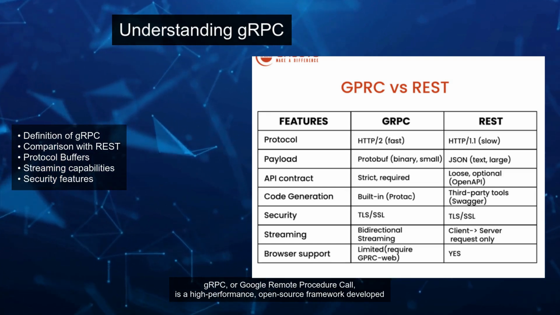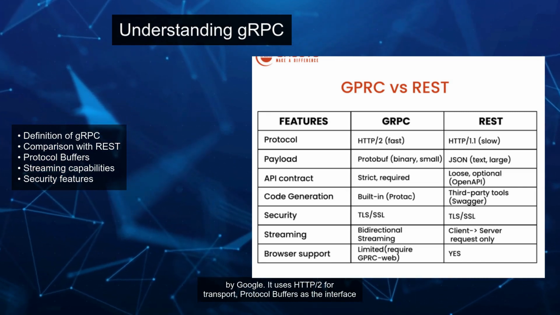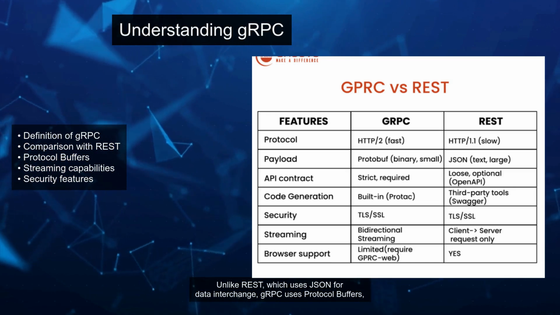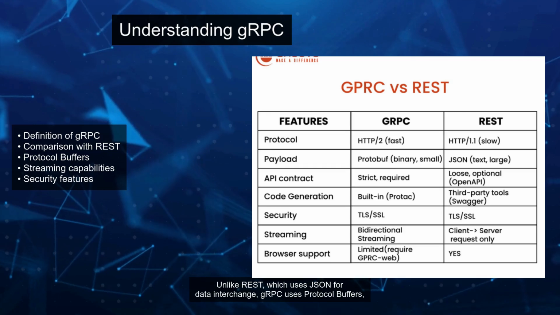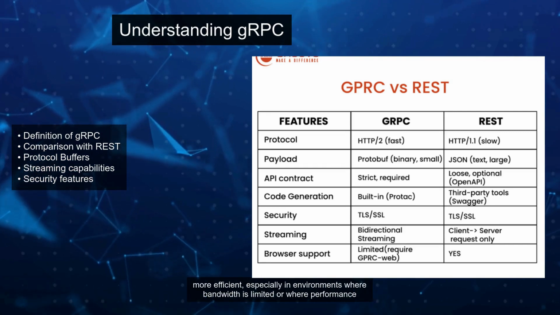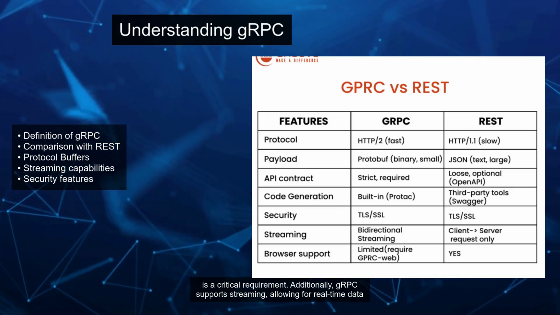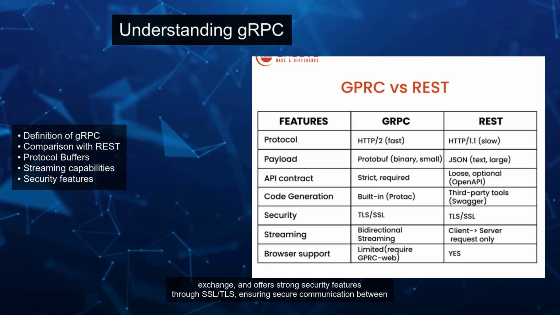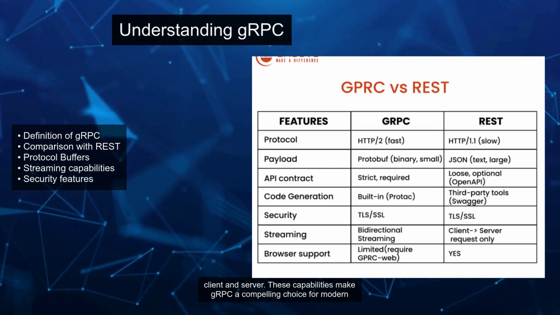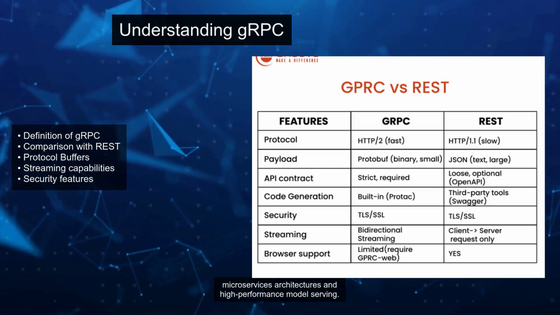gRPC, or Google Remote Procedure Call, is a high-performance, open-source framework developed by Google. It uses HTTP/2 for transport, protocol buffers as the interface description language, and provides features such as authentication, load balancing, and more. Unlike REST, which uses JSON for data interchange, gRPC uses protocol buffers, a binary serialization format that is smaller and faster. This makes gRPC more efficient, especially in environments where bandwidth is limited or where performance is a critical requirement. Additionally, gRPC supports streaming, allowing for real-time data exchange, and offers strong security features through SSL/TLS, ensuring secure communication between client and server. These capabilities make gRPC a compelling choice for modern microservices architectures and high-performance model serving.